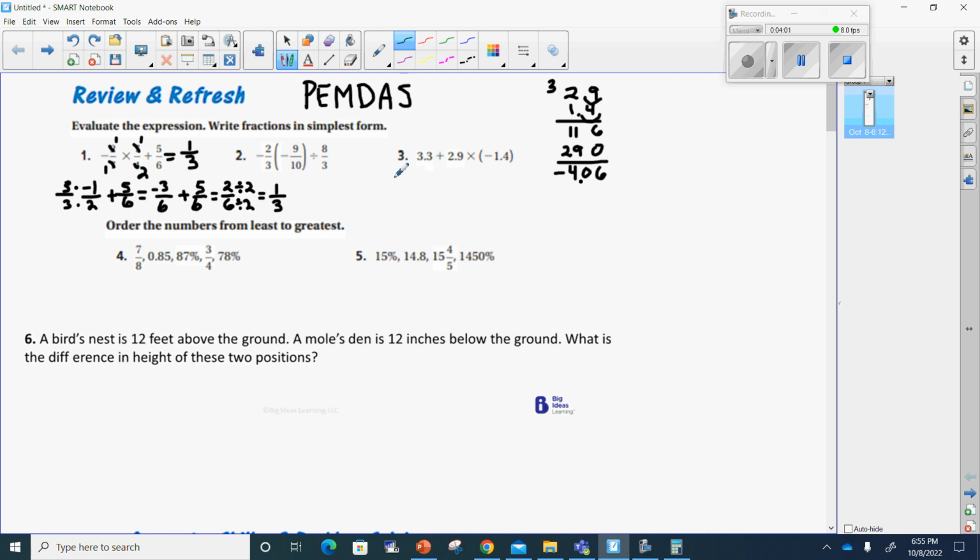So now I have 3.3. I didn't do anything with this. And I have negative 4.06. Now I have a subtraction problem. Remember, when I subtract, I take the big number minus the small number, keep the sign of the big number. So I already know my answer is going to be a negative. So I'm going to come over here, take the big number, 4.06.